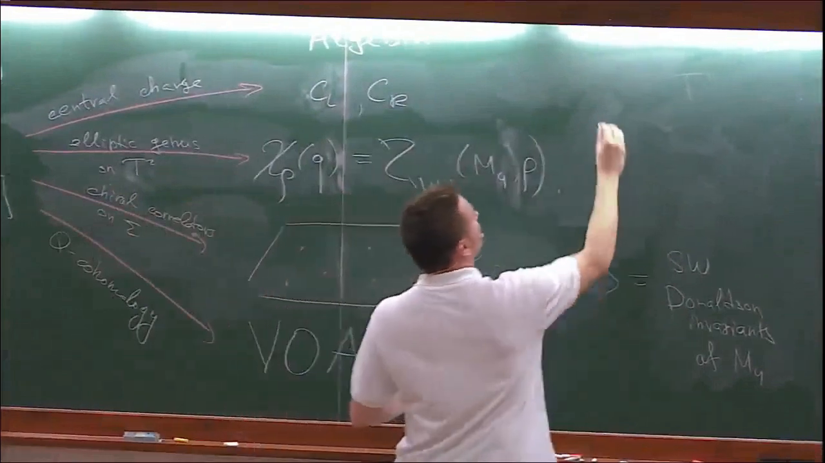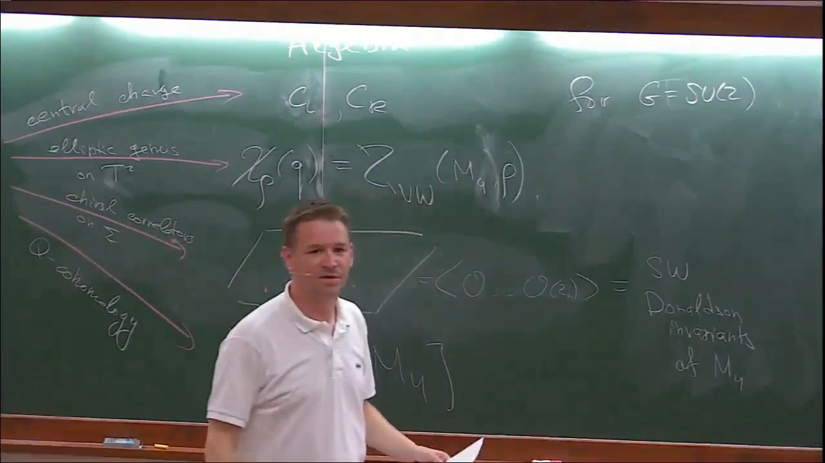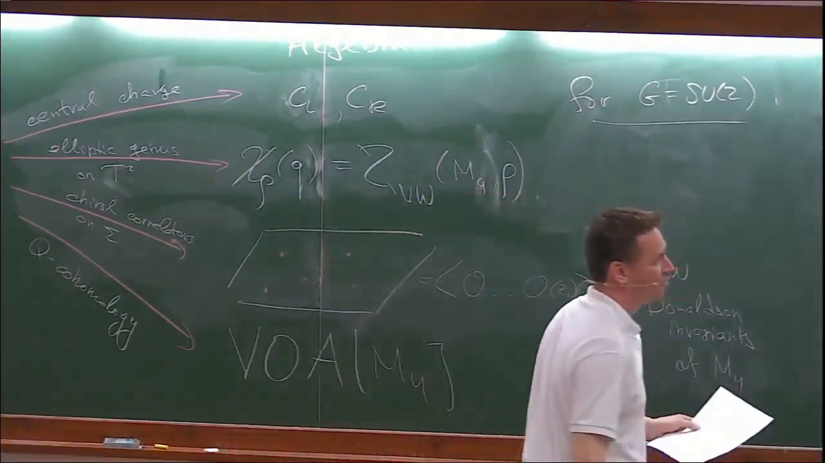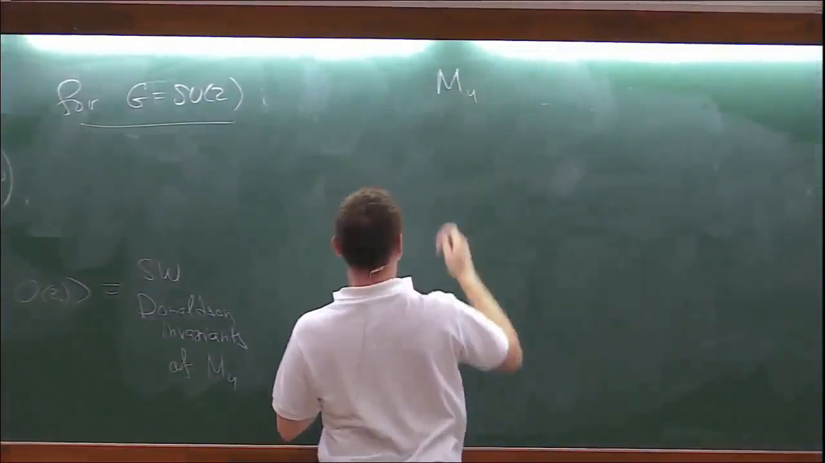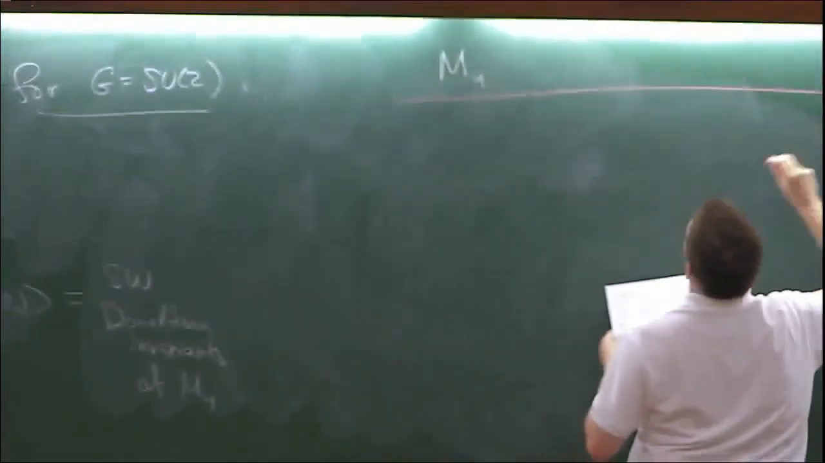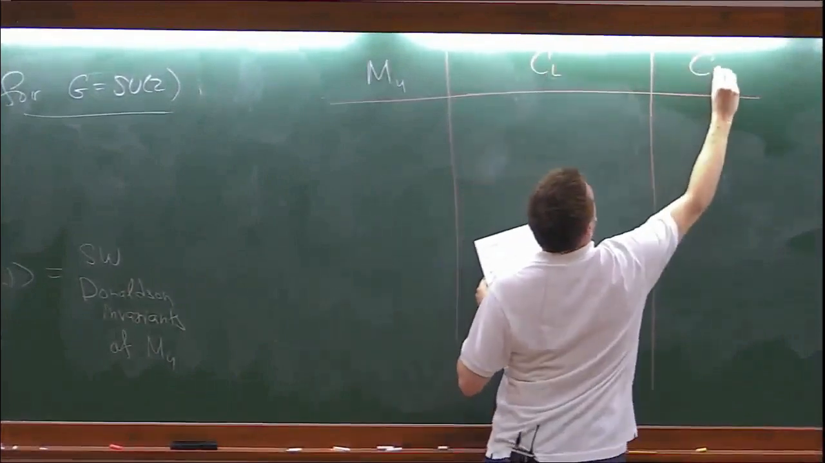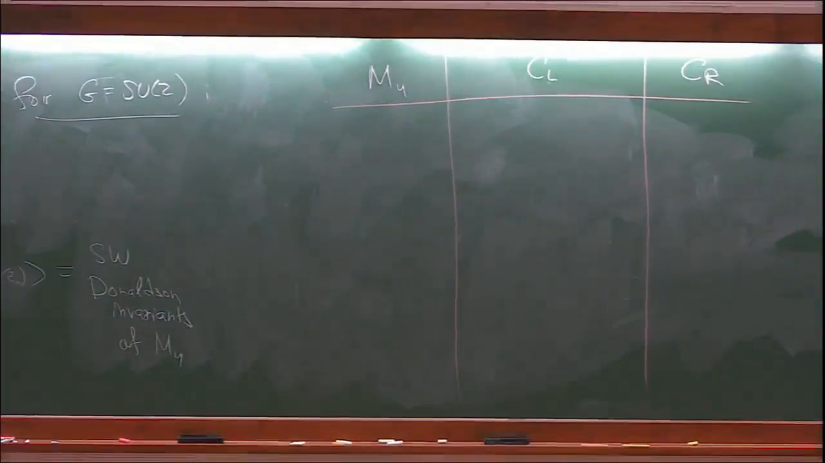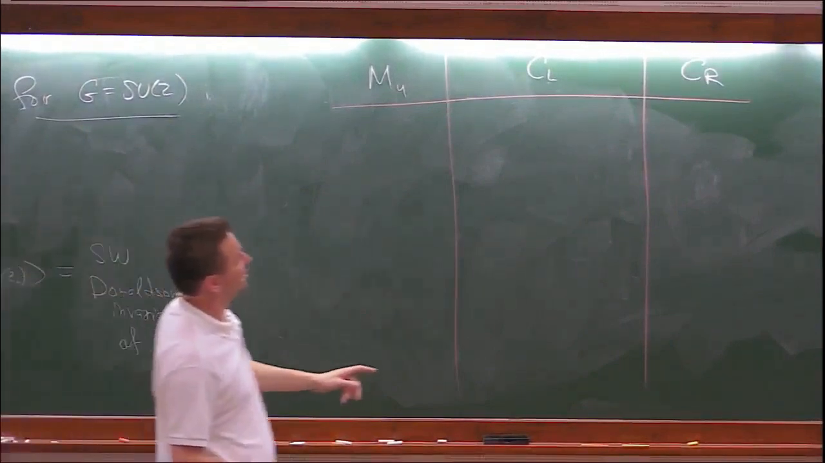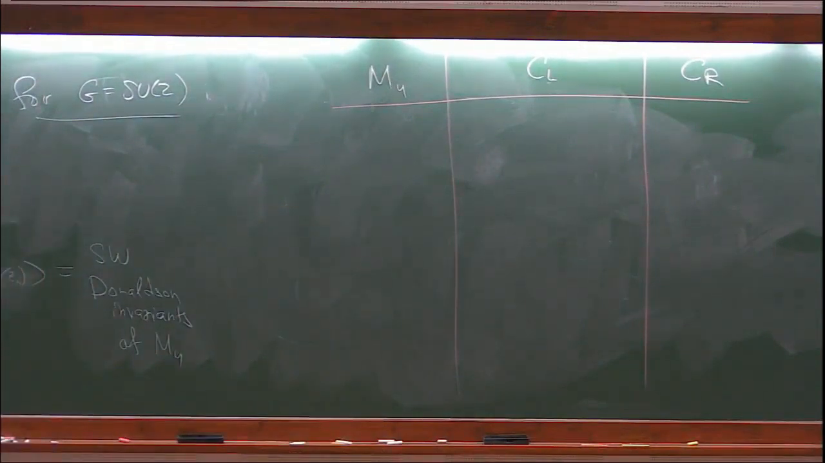And if you want a sample of how it looks for G, which is SU2, and like everything in my lectures is going to be limited to rank 1, here is the table. I'll give you simple examples of 4 manifolds and the corresponding values of C left and C right. So C left is going to be the actual central charge of the VOA of M4. This vertex algebra is describing the chiral sector, and C right is going to be the central charge of the right moving part, which is not visible directly to the VOA of M4.